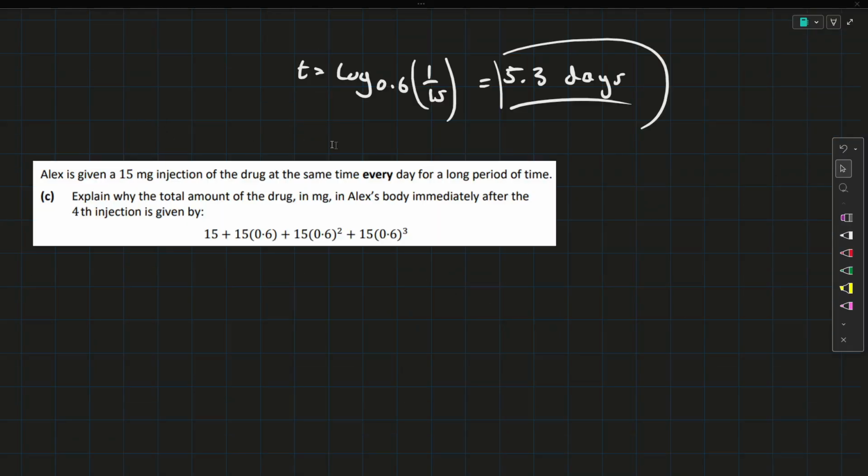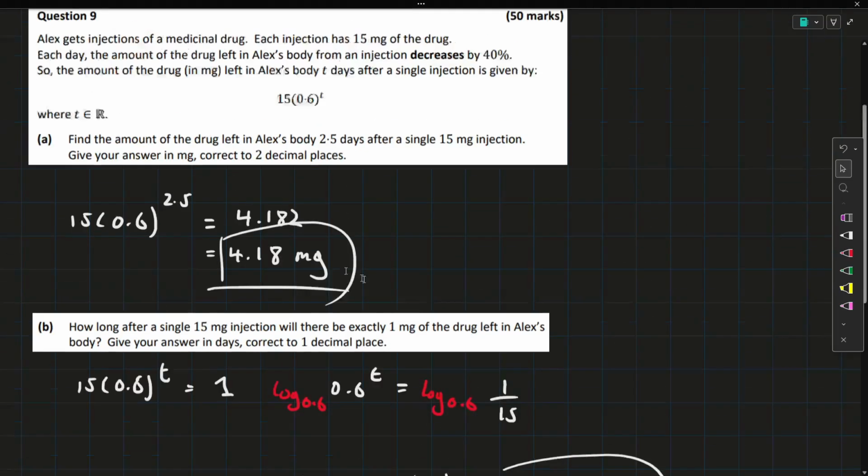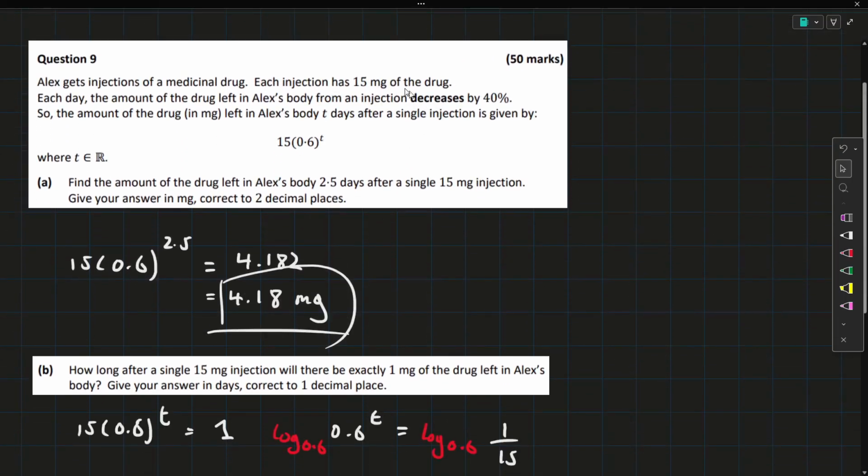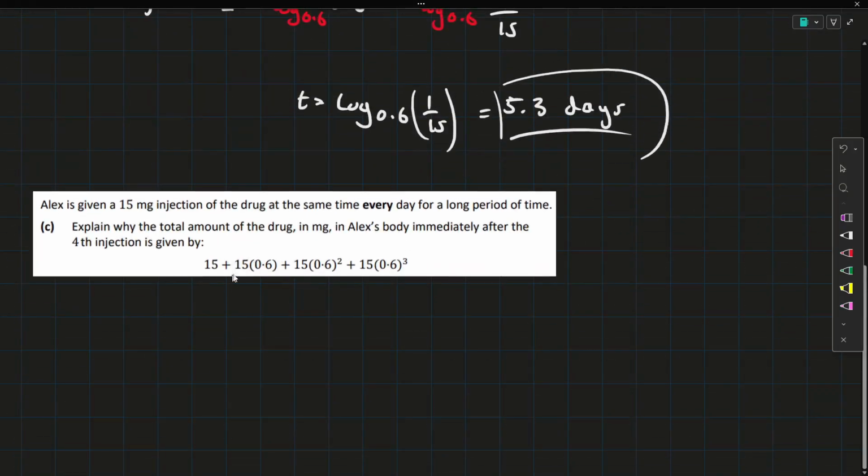So then he gets the drug every day. So we're asked to explain why this is how much of the drug is in his body. So the idea is for the injection he just got, there's going to be 15 in his bloodstream, because he just got it, and that's how much is in the injection. And then the one from the day before, we're told in the question that the amount in his body decreases by 40% each day. So from the day before, this 15 has decreased by 40%, so only 60% is left.